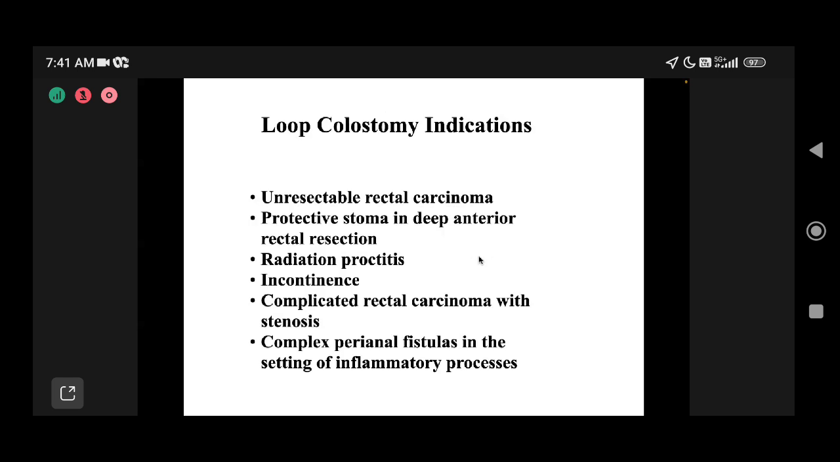So let us come to some specific indications for loop colostomy, which is a temporary one. Suppose there is an unresectable growth: you open in an emergency condition and find a very badly stuck rectal growth, then you need to divert with a loop colostomy. And then a protective stoma in a deep anterior rectal resection. Of course, ileostomy is a choice, but we should know that colostomy is also a choice. Then radiation proctitis, then incontinence, complicated rectal carcinoma with stenosis, then complex perineal fistulas in the setting of an inflammatory process.